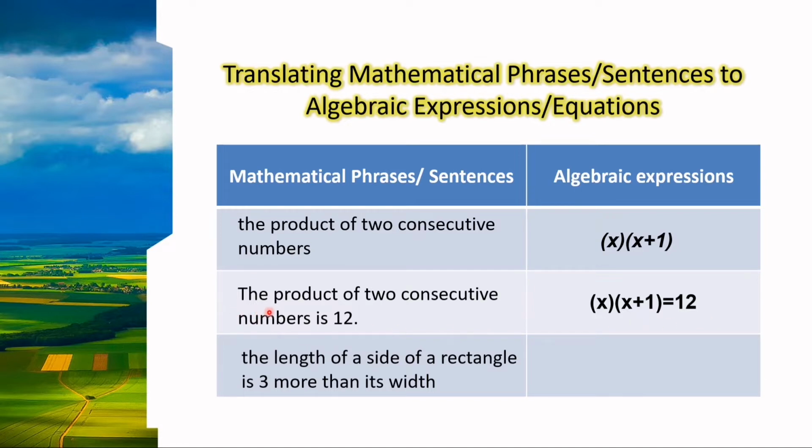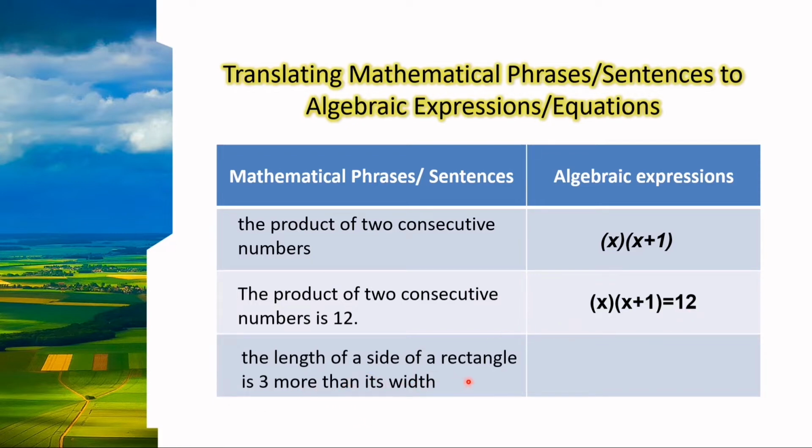So let's go back to our mathematical sentence. In this sentence, there are two consecutive numbers, which is the same as in the first mathematical phrase. That's why you have x times the binomial x plus 1. And the word is can be translated into the mathematical symbol equals, and simply copy 12. That's why you have x times the binomial x plus 1 is equal to 12. Let's have the last mathematical phrase.